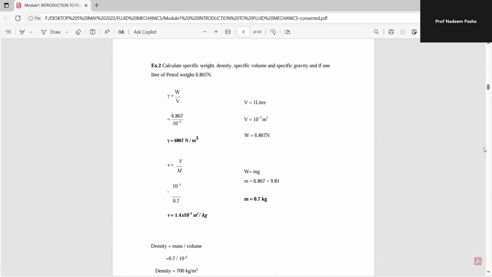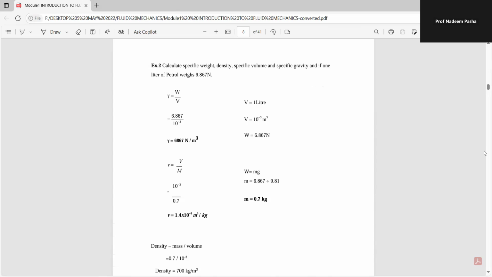Last but not the least, how will you calculate density? Mass by volume. Mass you have just calculated as 0.7, volume is 10 raised to minus 3. If you do the calculation, it comes out to be 700. Density of petrol is 700 kg per meter cube.